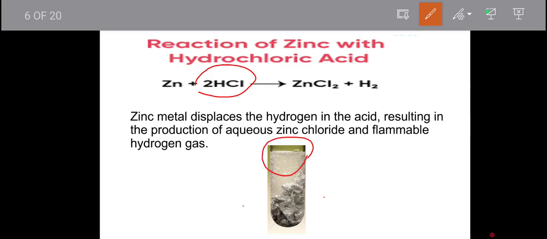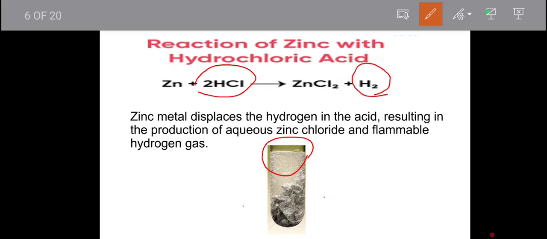bubbles. In chemistry, in every chapter, you can see many reactions that involve the formation of bubbles. Whenever there is a formation of bubbles, we have to remember that some gas is being formed. Here also, whenever zinc is added to hydrochloric acid, a gas is formed. This is very important. They will ask which gas is formed. The gas formed here is hydrogen gas.